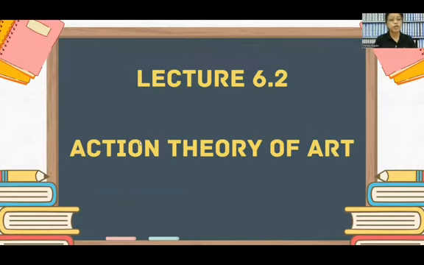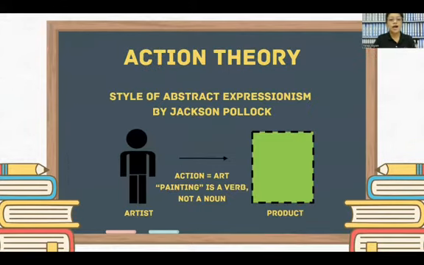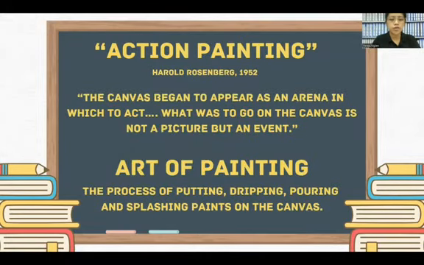My topic for this group is the action theory of art. Theory based on Jackson Pollock's abstract expressionism. Action equals art, and painting is a verb, not a noun. Harold Rosenberg in 1952: action painting, the canvas began to appear as an arena in which to act. What was to go on the canvas is not a picture, but an event.